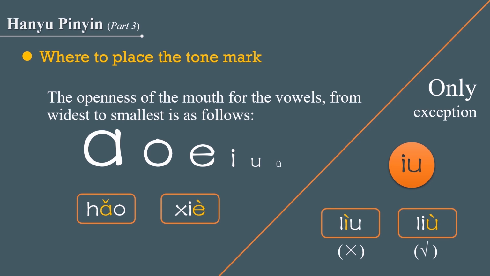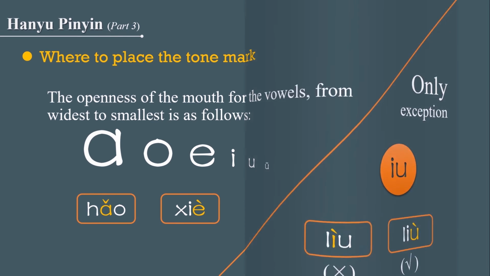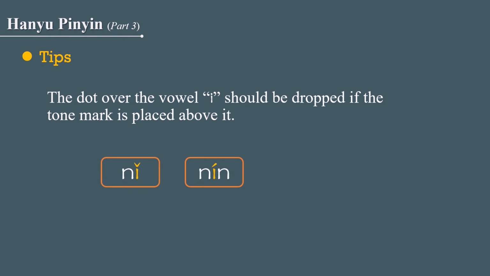And there is another spelling rule caused by the tone. The dot over the vowel e should be dropped if the tone mark is placed above it.